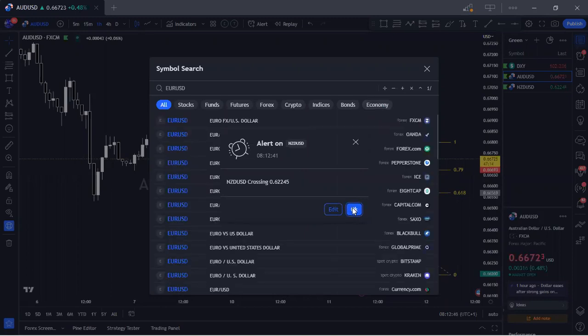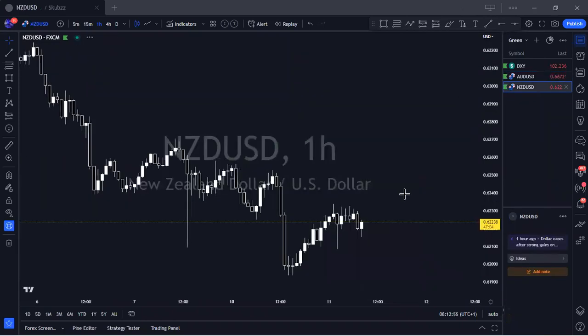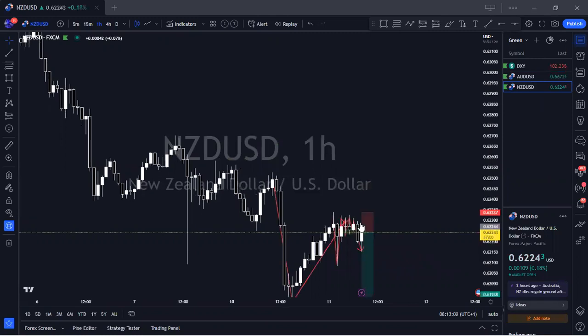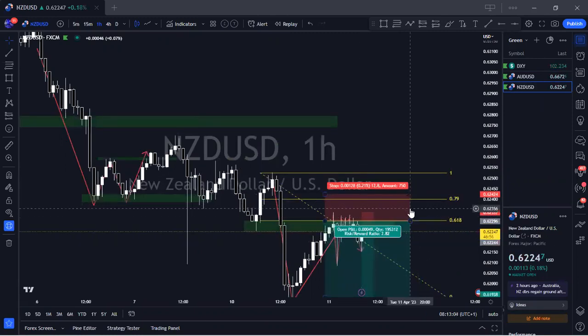Okay, NZD has reached our entry. It tapped our entry proper. Yep, so it has actually tapped our entry. So this is what we can do. This is how we're looking to enter it.